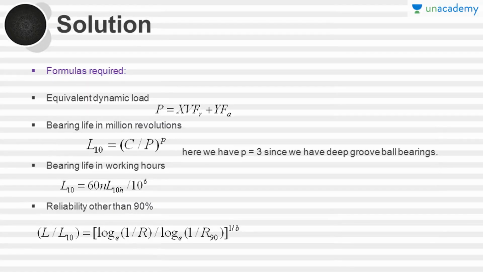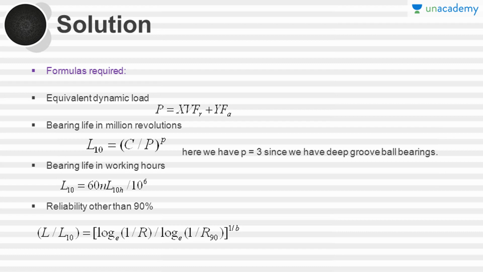So here we have the solution. The formulas required in this example problem are the equivalent dynamic load given by P equals X V Fr plus Y Fa, and the bearing life in million revolutions, L10 equals (C by P) to the power of p. Here we have to use the value of p equals 3 because we are using a deep groove ball bearing. So for all ball bearings we use p equals 3, right? That's why we have used 3 here also.